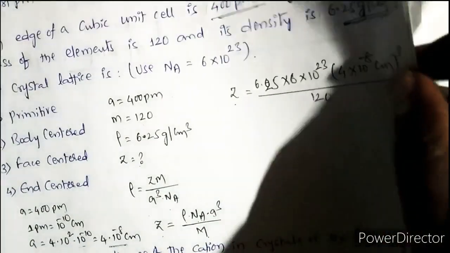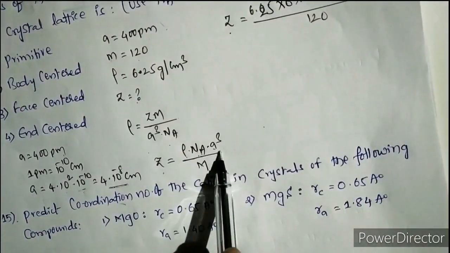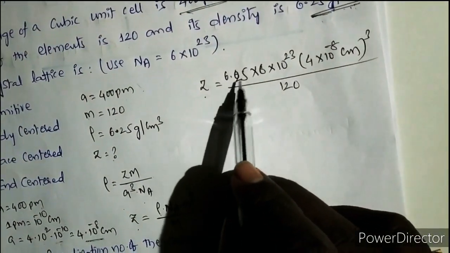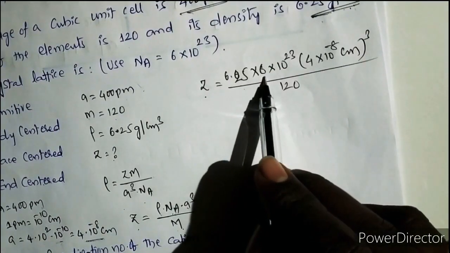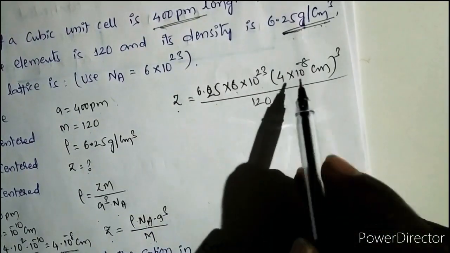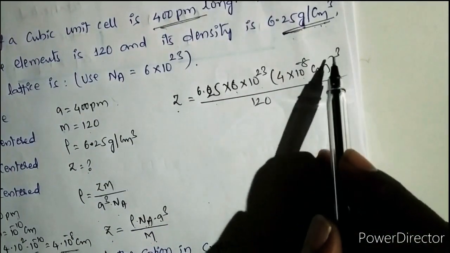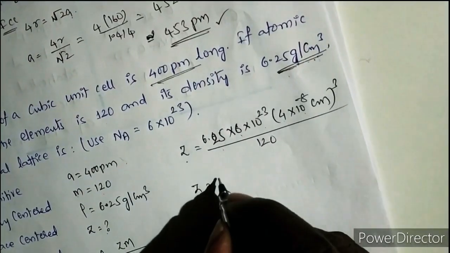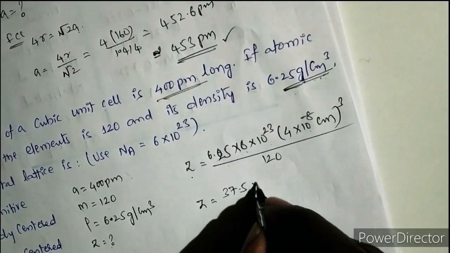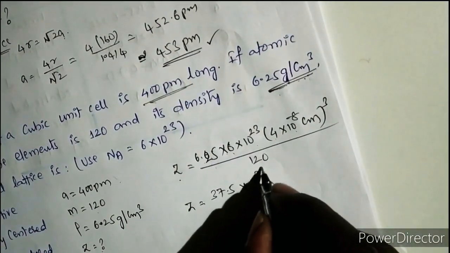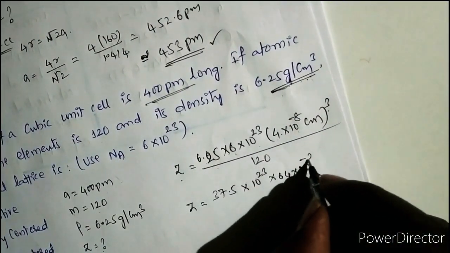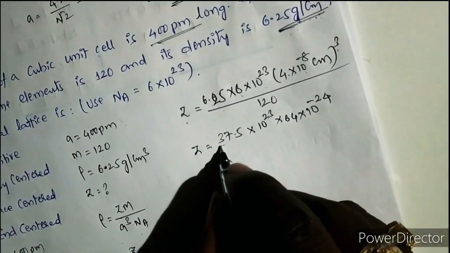Z is equal to rho into Avogadro number into a cube by M. All these values are given here. Here density is 6.25 grams per centimeter cube. What is 6 here? Avogadro number, 6 into 10 power 23. And 4 into 10 power minus 8 is a, cube power 3. So now if you do this calculation, 6.25 into 6 is nothing but 37.5, into 10 power 23, and 4 cube becomes 64 into 10 power minus 24, by 120.